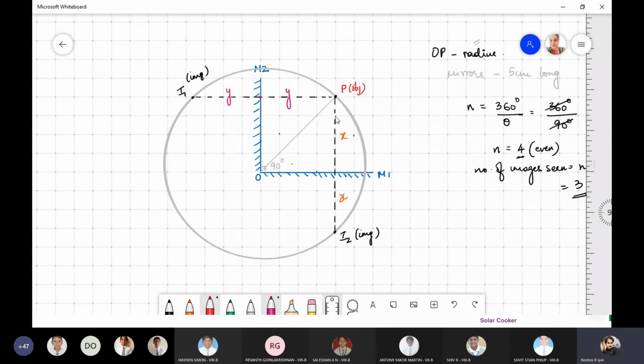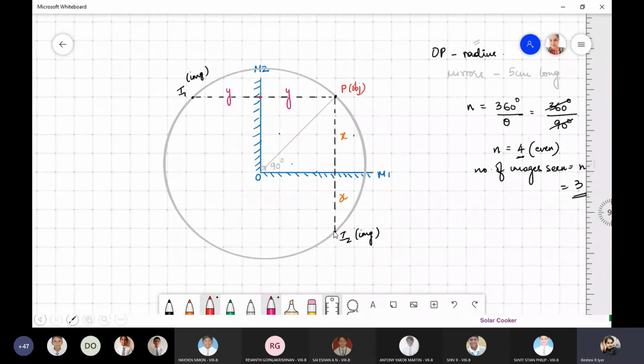Now the distance from the point to the mirror is x, and from the mirror to image 2 is x. They should come equal. If you have drawn your circle correctly, it will come equal. If you have drawn it like me, then yes, you will have problems. I didn't use a compass, right?